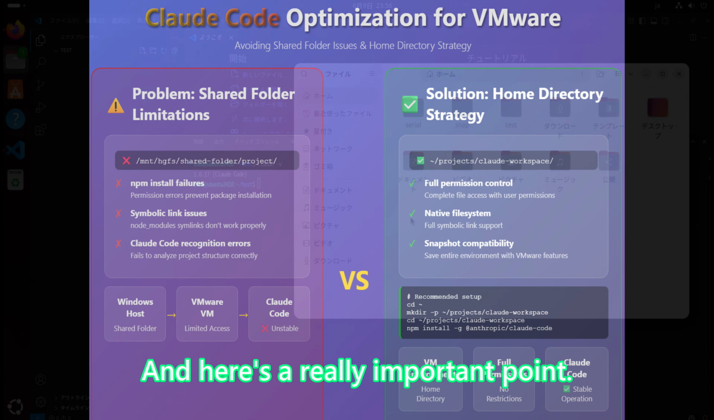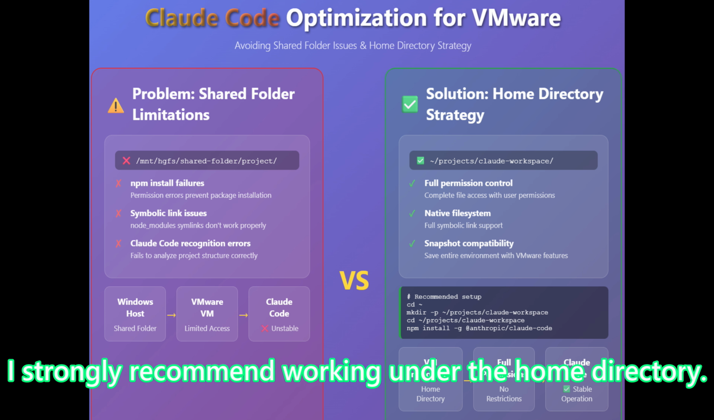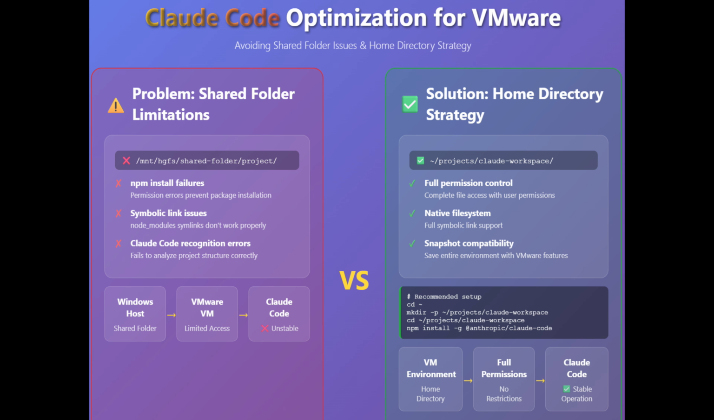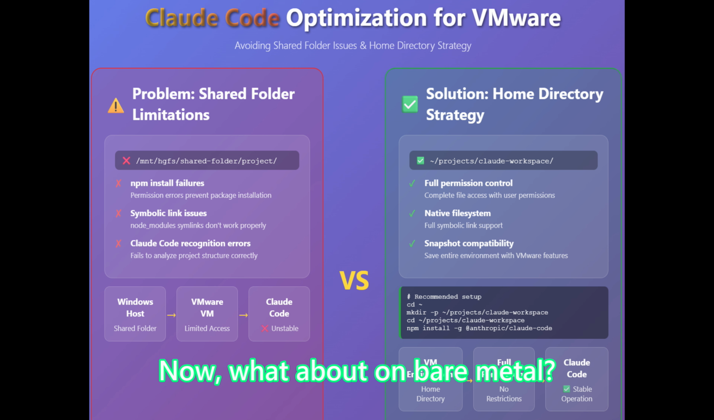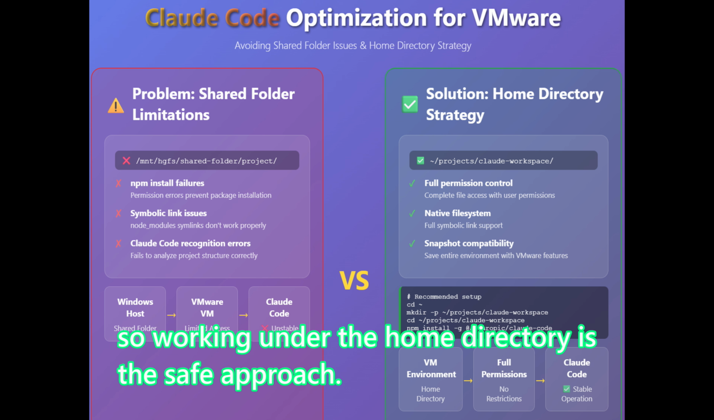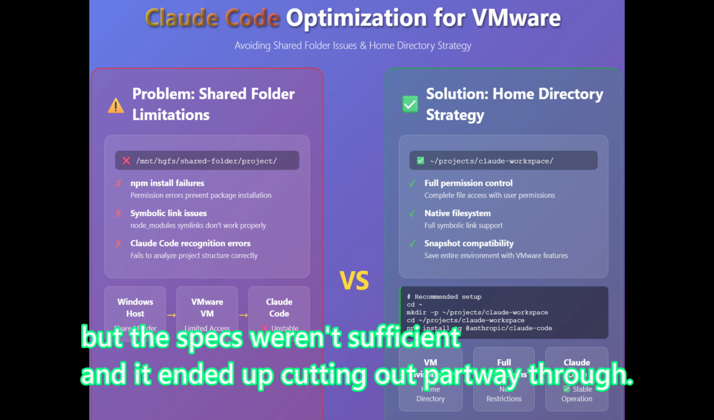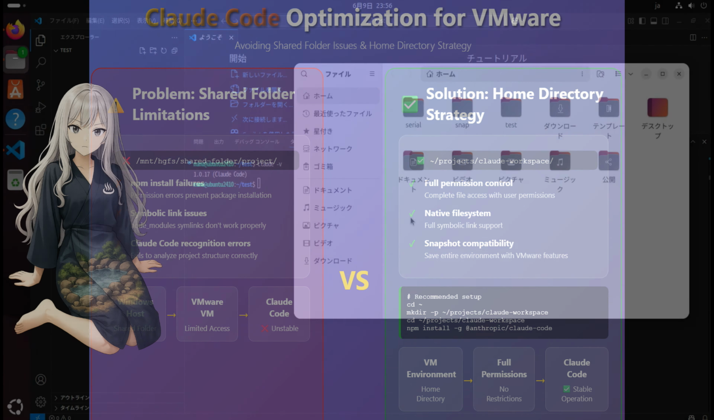And here's a really important point. In this environment, for the reasons shown in the video, I strongly recommend working under the home directory. Now, what about on bare metal? Well, you still can't avoid permission issues in the end, so working under the home directory is the safe approach. By the way, I tried putting Claude Code on Google Cloud's free E2 Micro, but the specs weren't sufficient, and it ended up cutting out partway through.